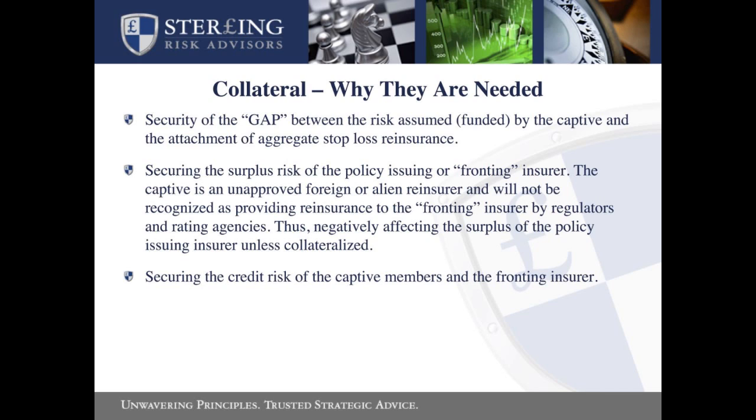In fact, they can't take credit for reinsurance ceded to the captive in most cases, unless the captive is extremely large and has been rated by one of the rating bureaus. Some of them have gotten big enough to get ratings. And they're securing the risk of the captive members in the fronting insurer because, again, if you're in a group captive, they want to make sure that everybody in the group is actually contributing as outlined in their contracts.